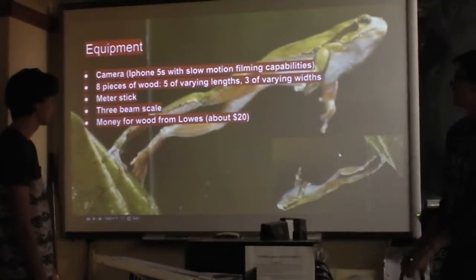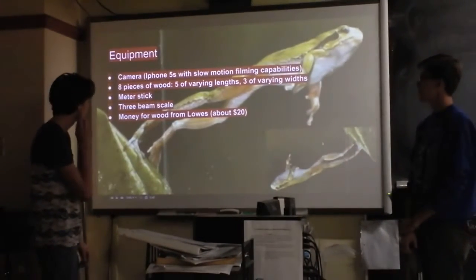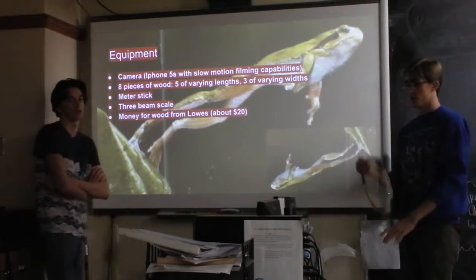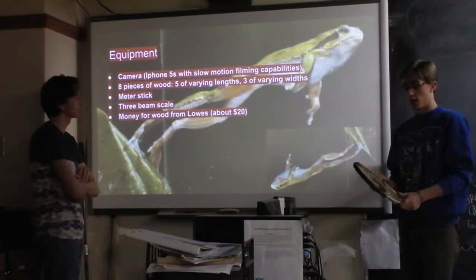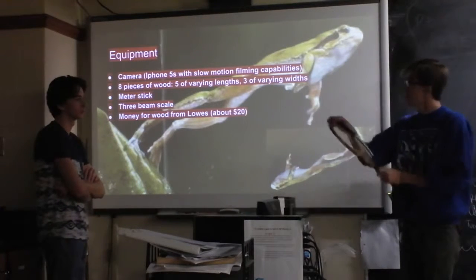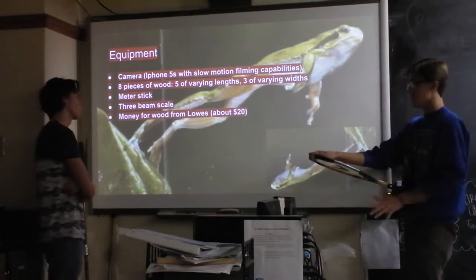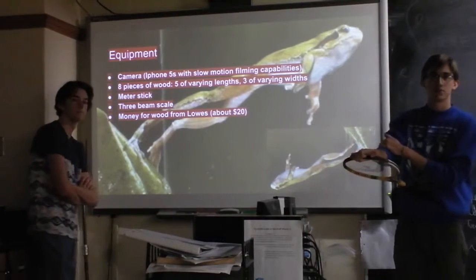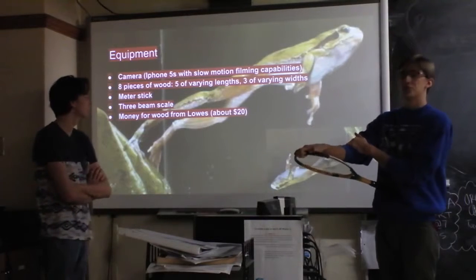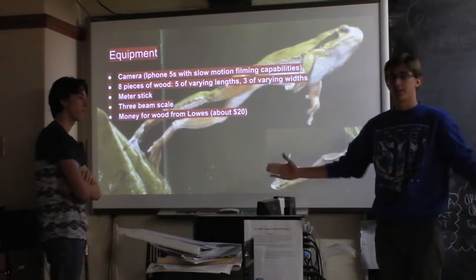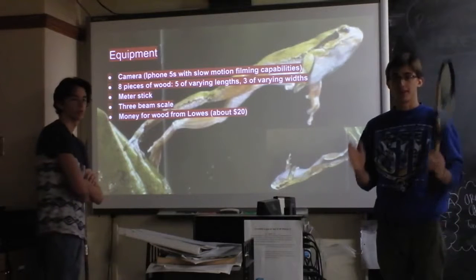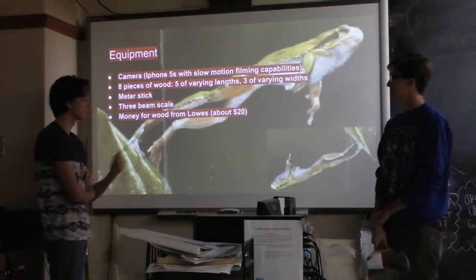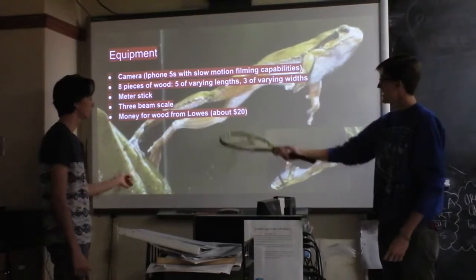And so we had Cross's iPhone 5S with the slow motion capability. Eight pieces of wood. We had five of the same height and width, but different lengths, and then three of the same length and height, but different widths. And we only had three because they cost money. We had to go to Lowe's and pay for whole planks of wood that we only got this much out of, which is a bit of a bummer, but it was like $10.